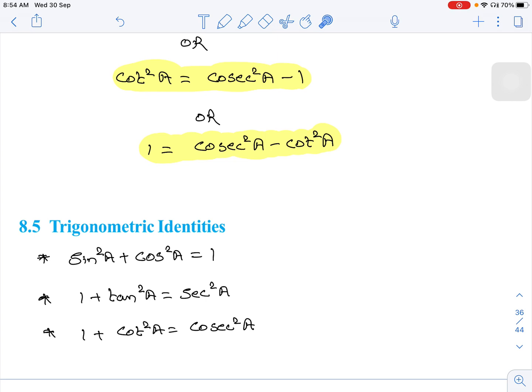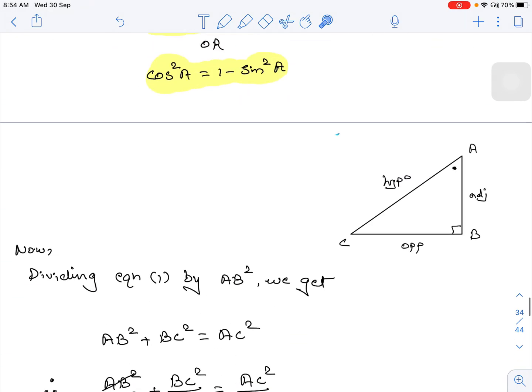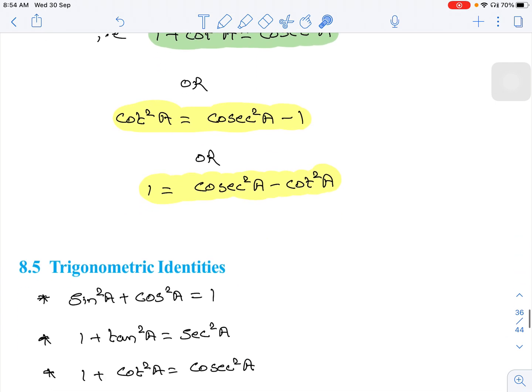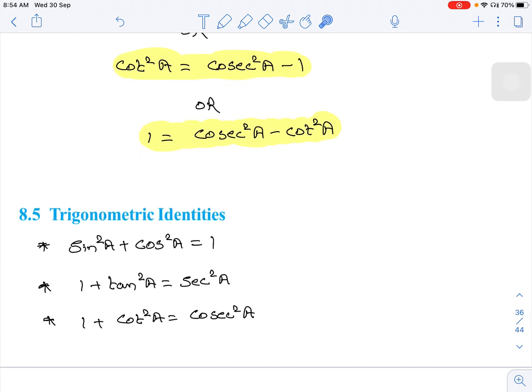What is our first identity? Sin square A plus cos square A equals 1. Then we have 1 plus tan square A equals sec square A, and 1 plus cot square A equals cosec square A. So what you people have to do, just go through this procedure, how we got these three identities, and finally learn these identities, because we are going to use them in the next session for solving some examples based on trigonometric identities.